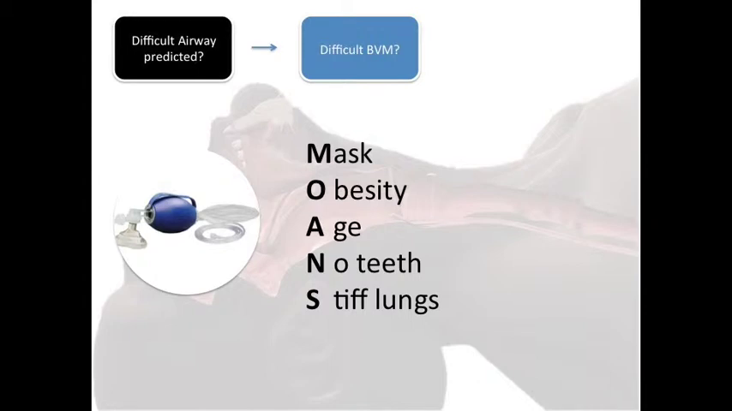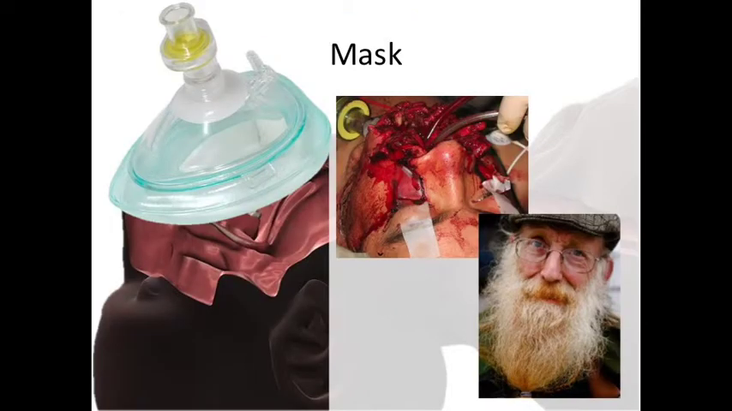The next acronym is MOANS. This is a system that you can go through to figure out if the patient may be difficult to utilize a bag valve mask on. This can be very important if you're planning on pre-oxygenating the patient or if you have a failed airway and you're trying to figure out if the patient is going to be able to be salvaged by a bag valve mask. The M stands for mask seal.